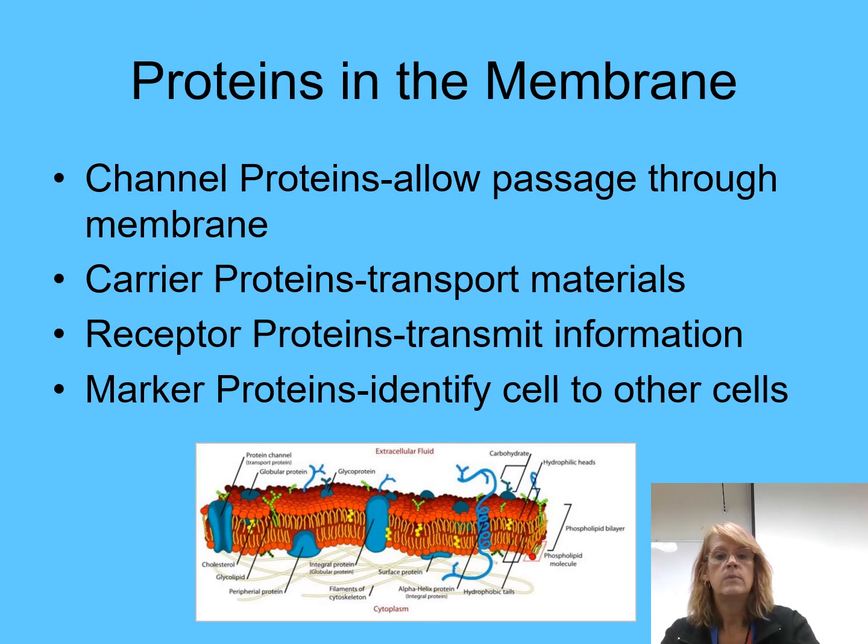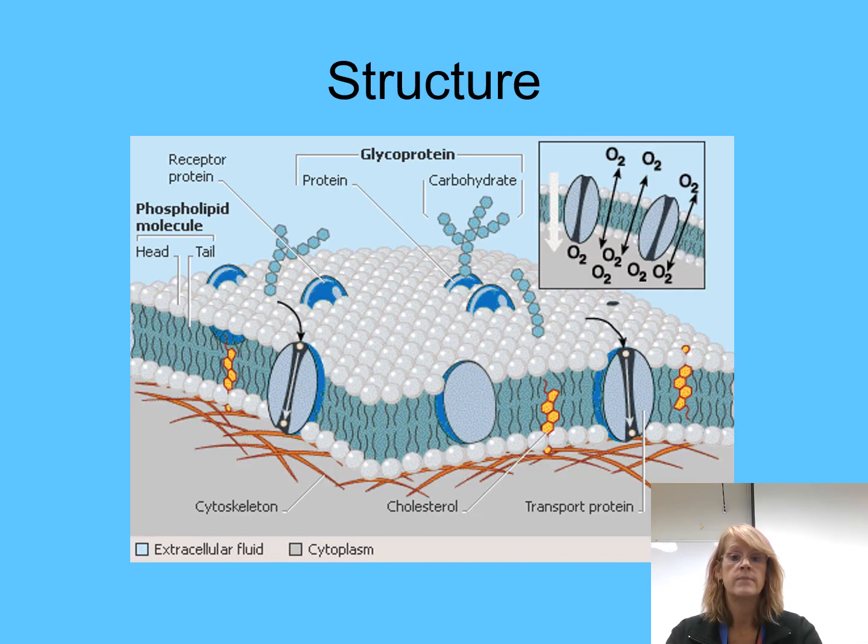Let me erase. All right. Like I mentioned, we have channel proteins that allow things to go in and out. Carrier proteins and channel proteins do the same thing. It's just all based on how they change shape. Receptor proteins help the cell transport and gather information, and marker proteins say, hey, I'm a stomach cell, or hey, I'm a brain cell.